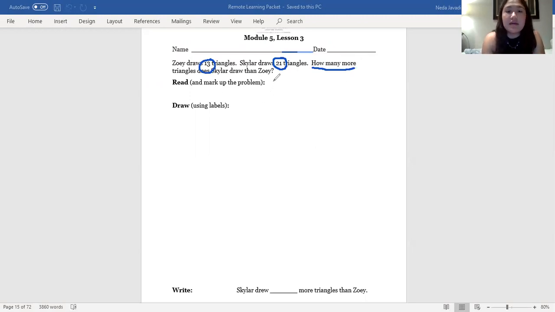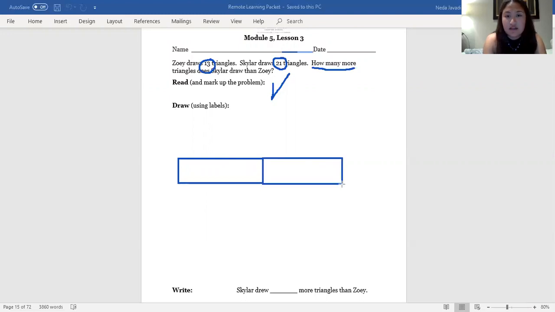So we read the problem and we marked it up. Now we are going to draw using labels. So you can either draw the number of triangles just like Zoe and Skylar, or you can use a tape diagram. And I think I'm going to use a tape diagram because it's a little bit more organized and easier for me to see and work with. So I'm going to set up my tape diagram just like that. Make sure I get the lines on top. Right there, right there. Cool.